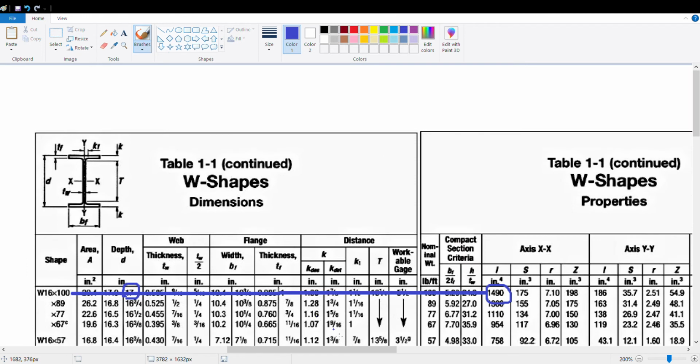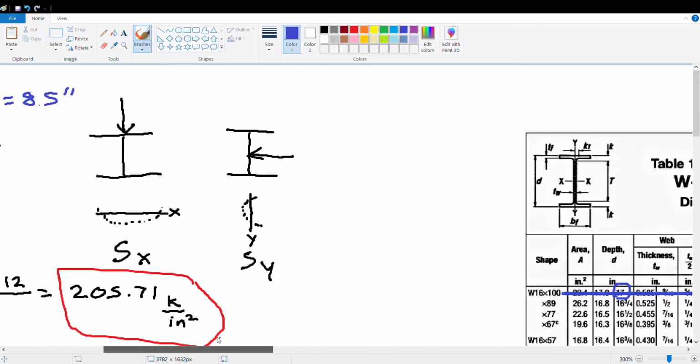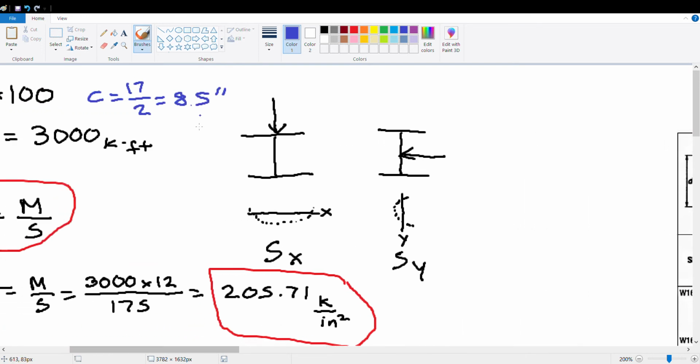Just to go very quickly, you guys should review this, but I drew two scenarios. This scenario right here is your strong axis, because when you have this load going like this, it's going to bend about the x-axis. So we're going to use the moment of inertia about the x-axis. It's the strong axis because in this case the beam is very strong and can withstand a lot. This load has to go through the top flange, the web, and the bottom flange. It has a lot of work to do.